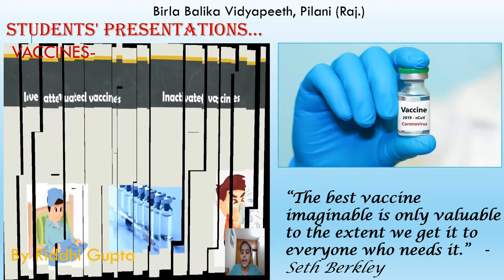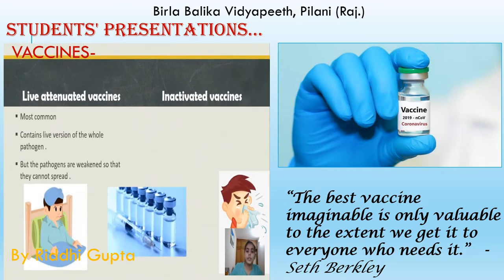Now, what are the types of vaccines? The first one is live attenuated vaccines. Some vaccines, such as the vaccine for tuberculosis, contain a live version of the whole pathogen. However, in such cases, the strength of the pathogen is weakened before it is given to stimulate an immune response without a full infection. Live attenuated vaccines are also used in the measles, mumps, and rubella vaccine.